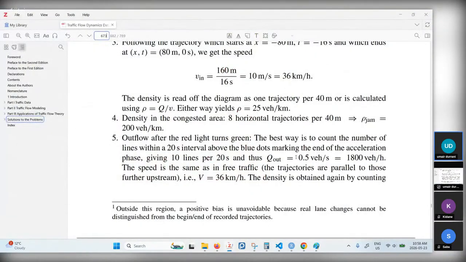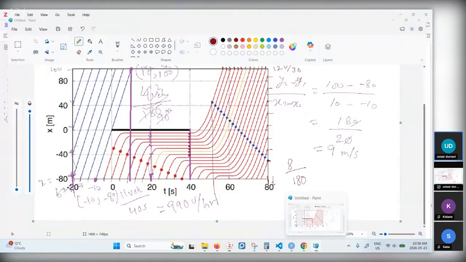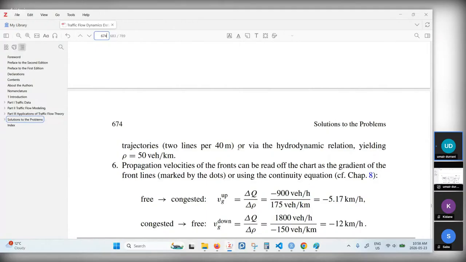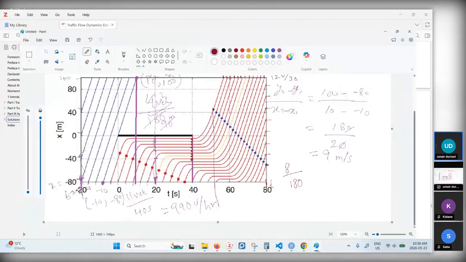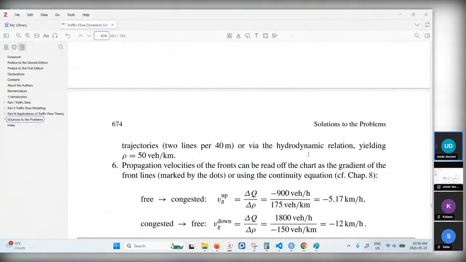Okay, so that comes out to be 1800 vehicles per hour. The speed is the same as in the free traffic, so that's 36 kilometers per hour or 10 meters per second, which is correct. We obtained that to be 9 meters per second previously. The density is obtained again by counting trajectories, 2 lines per 40 meters, or via the hydrodynamic relation. So it's 2 divided by 40. In our case, it's 8 divided by 180, which is not different, I guess.